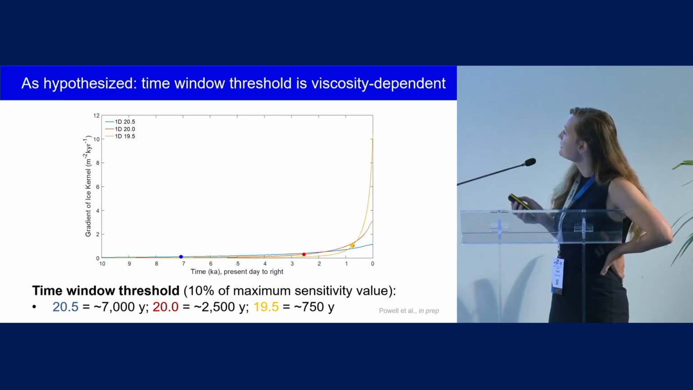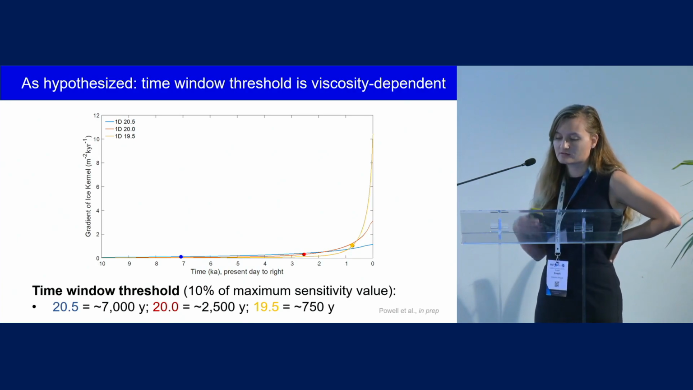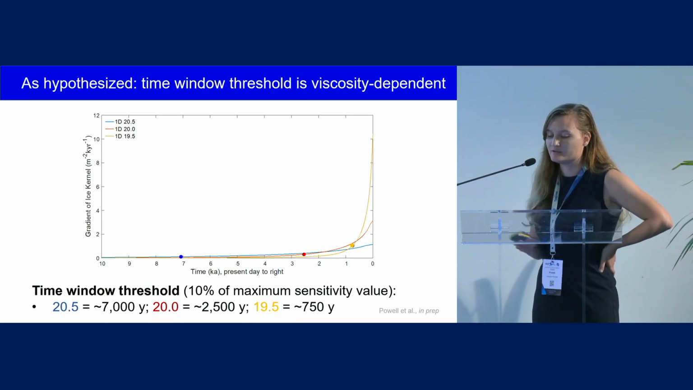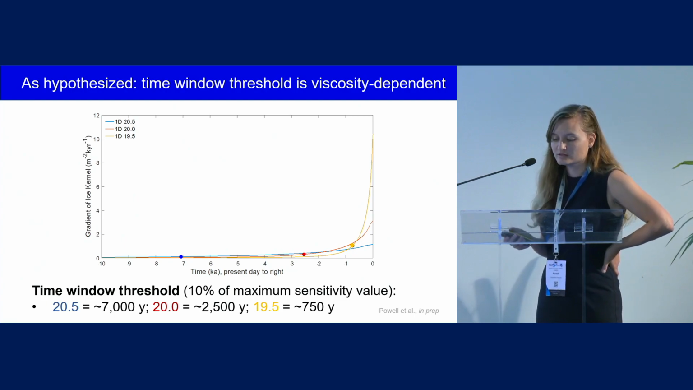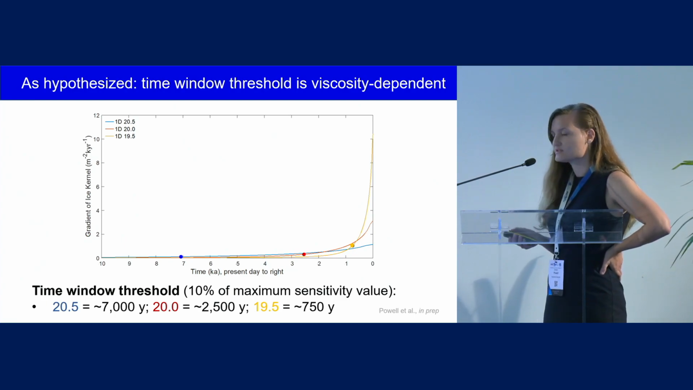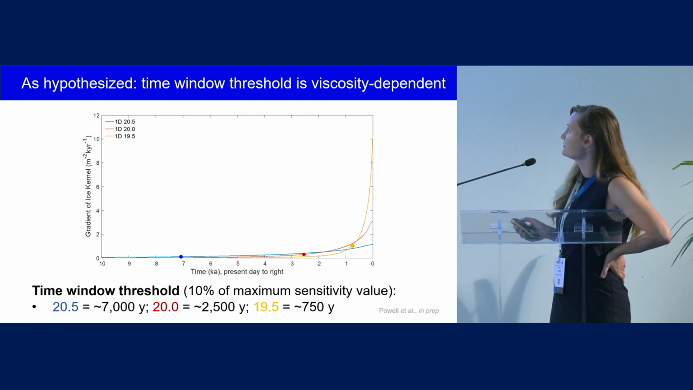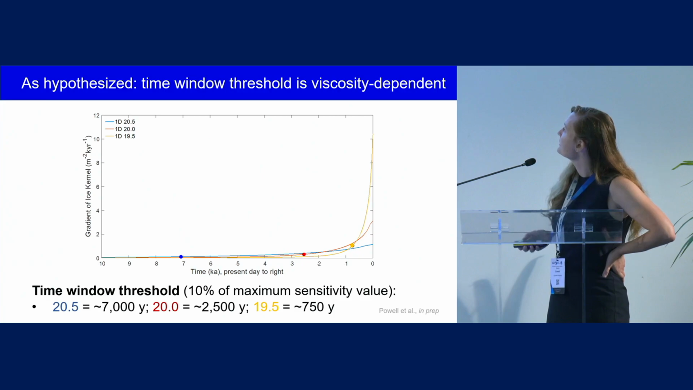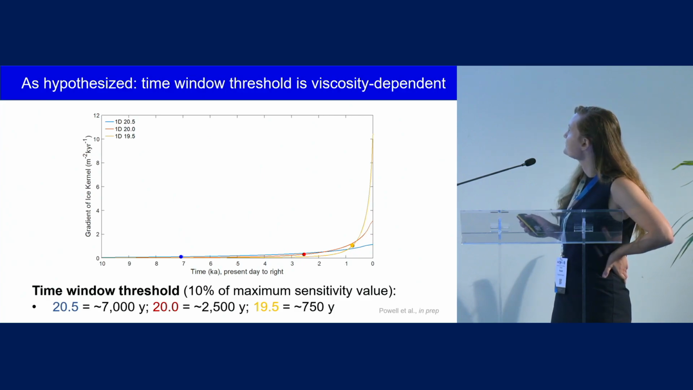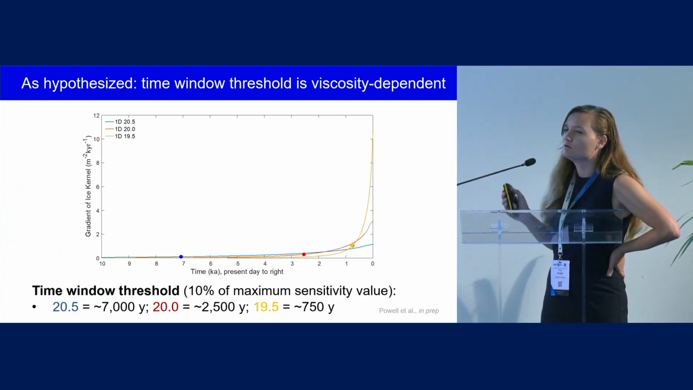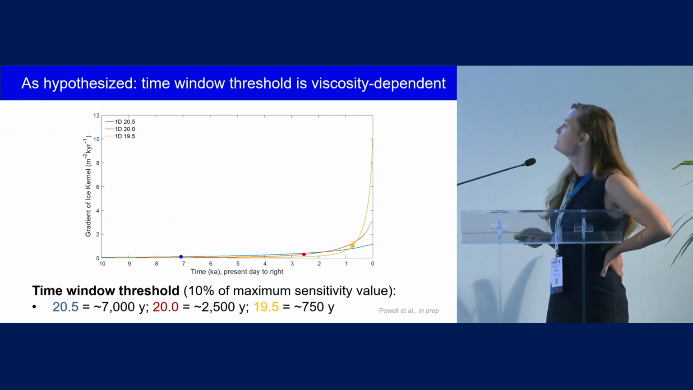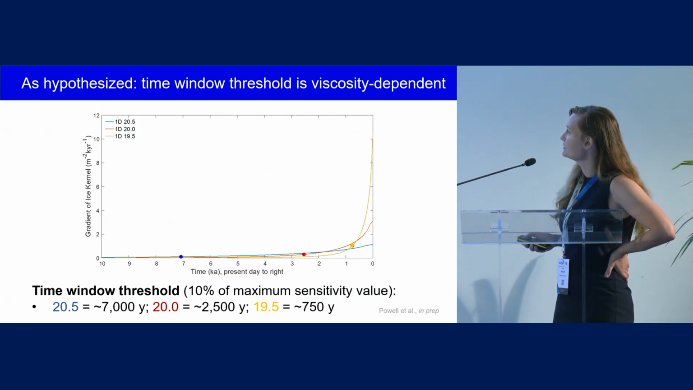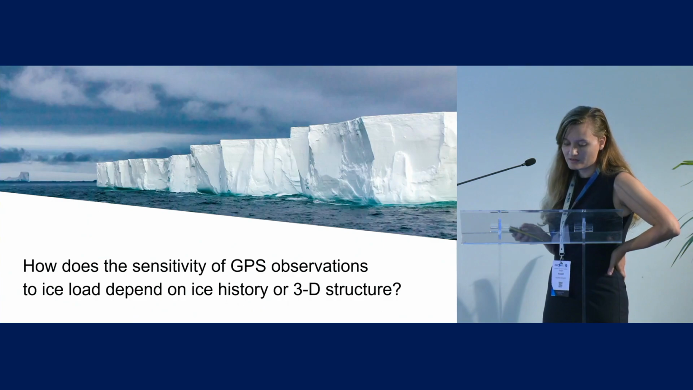What we want to know, though, is this time threshold. How far back in time do we have to care about the ice load? To do that, we've imposed a constraint where we find 10% of the maximum sensitivity value, always found at the present day, and we're able to diagnose the threshold after which we no longer really need to care about ice load changes. You can see that these values depend upon the mantle structure, as we expected, going from about 7,000 years to 750 years. Oh, I'm running out of time.